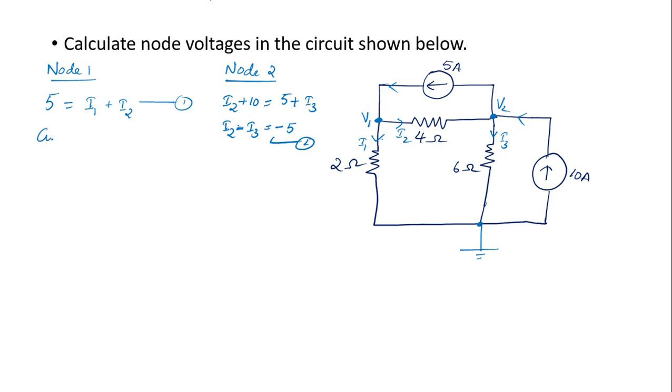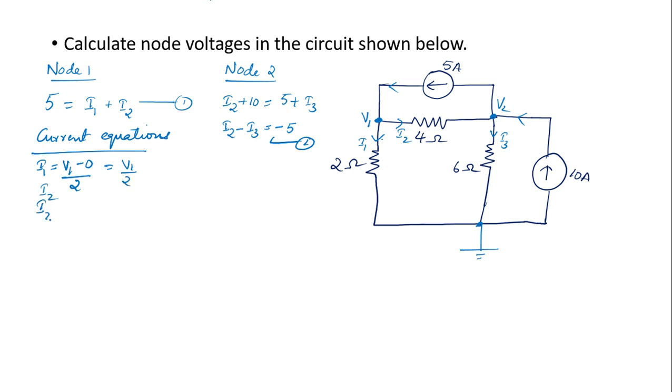Next I am going to write down the current equations. So we can just find out I1, I2, I3. You can see over here I1 is starting from V1 and it is ending at the ground. There are no voltage sources present in between. It's starting from V1 and ending at the ground. So it will be V1 minus 0 divided by 2, or I can say it is V1 by 2.